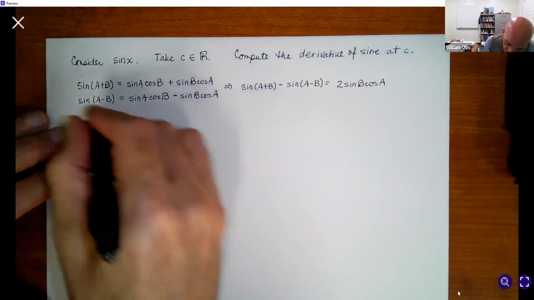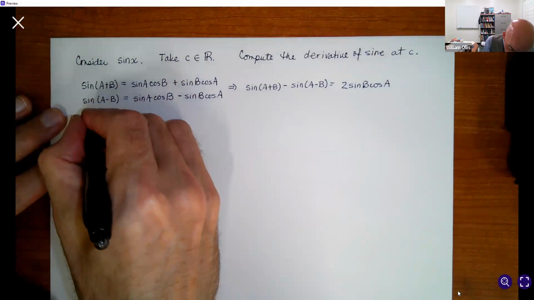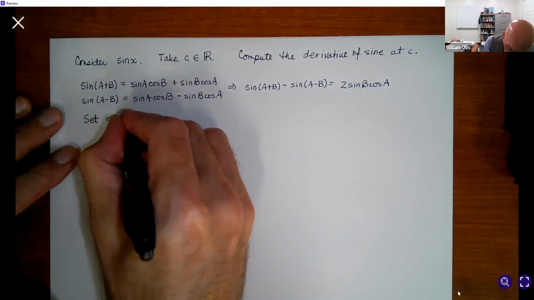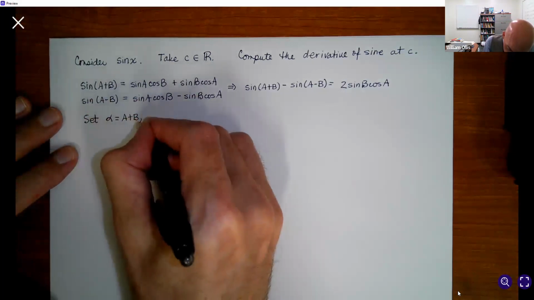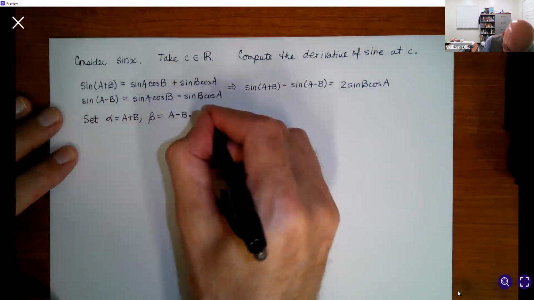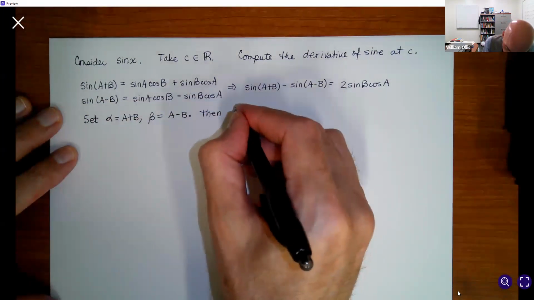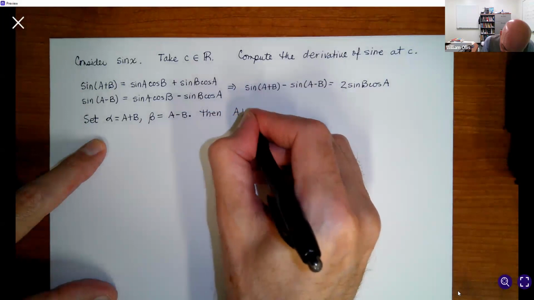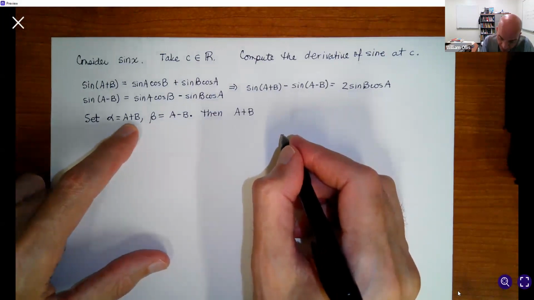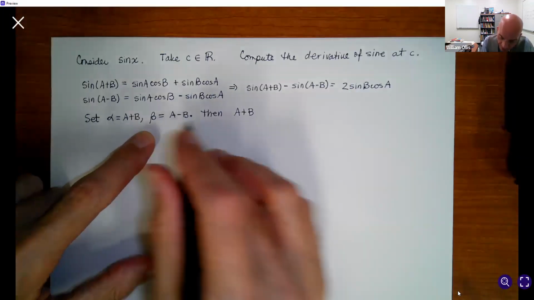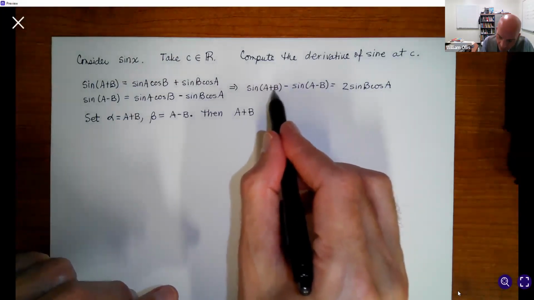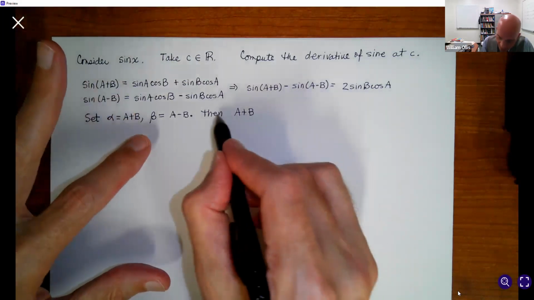Now, what we want to do is just make a change of variable. So we will set, this is what you did in pre-cal. It's been a while though. Set alpha equal to A plus B and beta equal to A minus B. Then, if we look here, A plus B, if you add these, that is the key here is that we can actually solve, but what we want to do, we want to find some way to replace these, and of course now then A plus B is alpha.